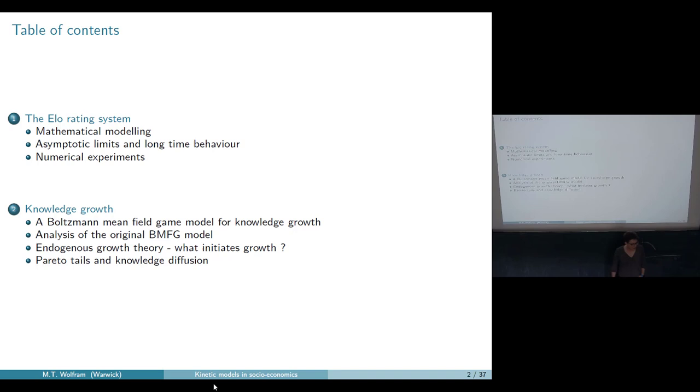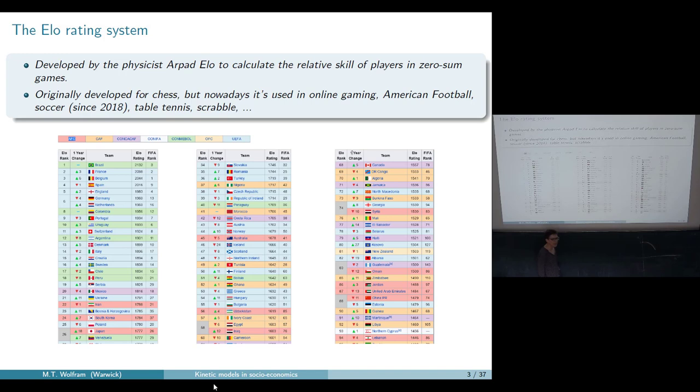Okay, so who of you is playing chess? I think you know the Elo rating system then. Okay. If you play soccer, you might know it as well. I'm not playing, but if you're interested in soccer, you might know it as well. So the idea here is, okay, we have players that compete against each other, and we want to know what is the correct ranking. We want to have a number for how we rank them, and how we relate to their strengths.